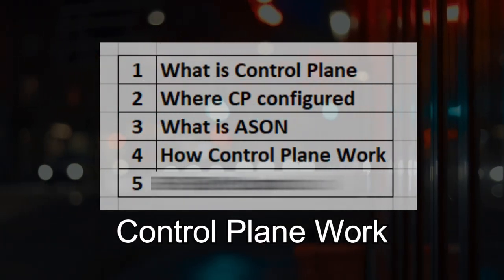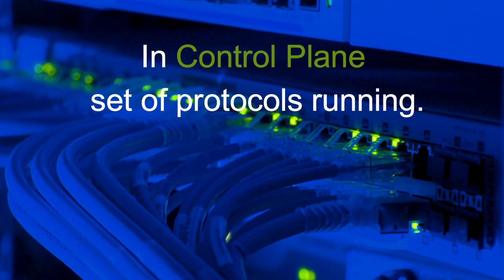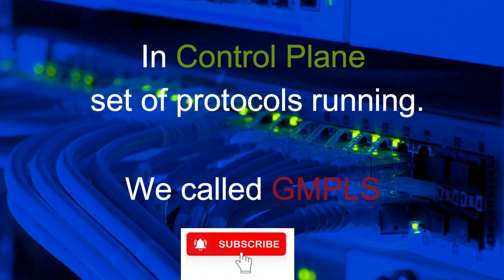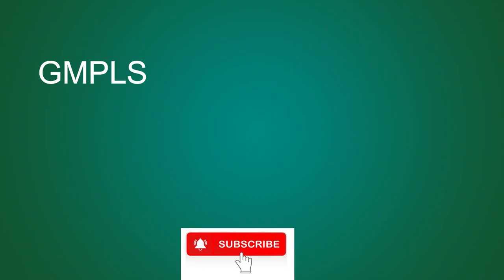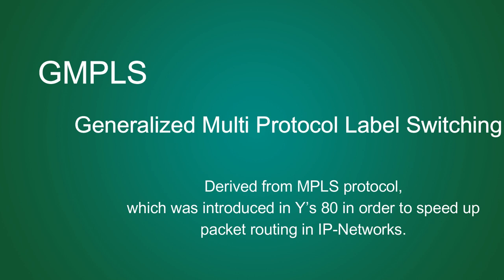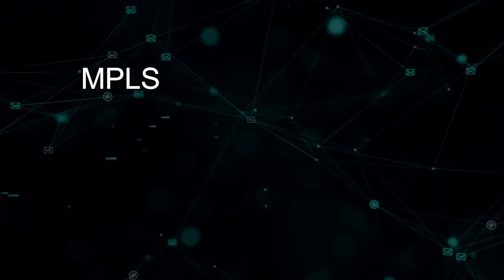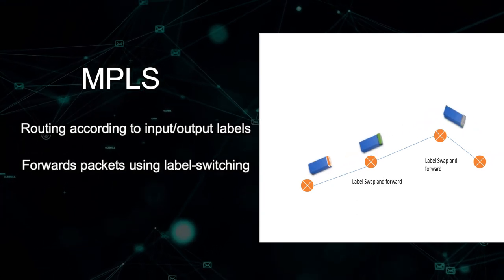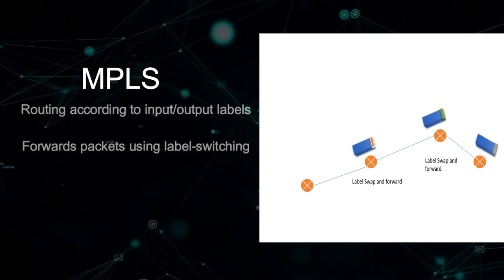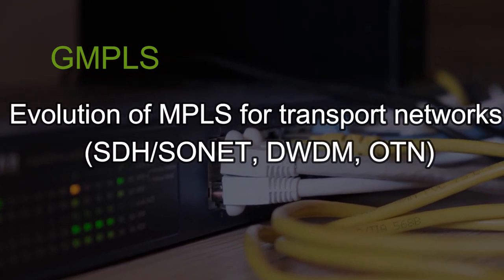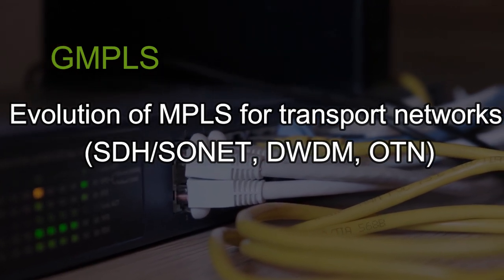Next is, how does control plane work? In control plane, a set of protocols is running that we call GMPLS protocol. GMPLS is generalized multi-protocol label switching. This is derived from MPLS protocol, which was introduced to speed up IP networks. In MPLS, routing is done on input and output labels and packets are forwarded using label switching. GMPLS is an evolution of MPLS for transport networks to speed up SDH, DWDM and OTN network routing.